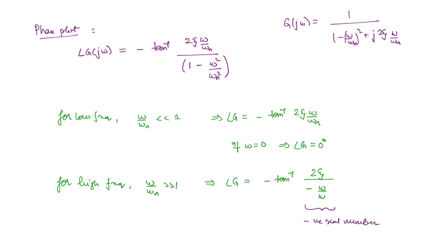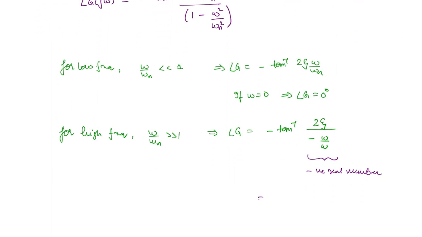So negative real number means that tan inverse of a negative real number is what? 180 degrees. But negative is also there, so you're going to get minus 180 degrees. So as the frequency increases, the angle will change from 0 degrees to minus 180 degrees. Is it going in this direction or in this direction? That we will know if you take out an angle in between.